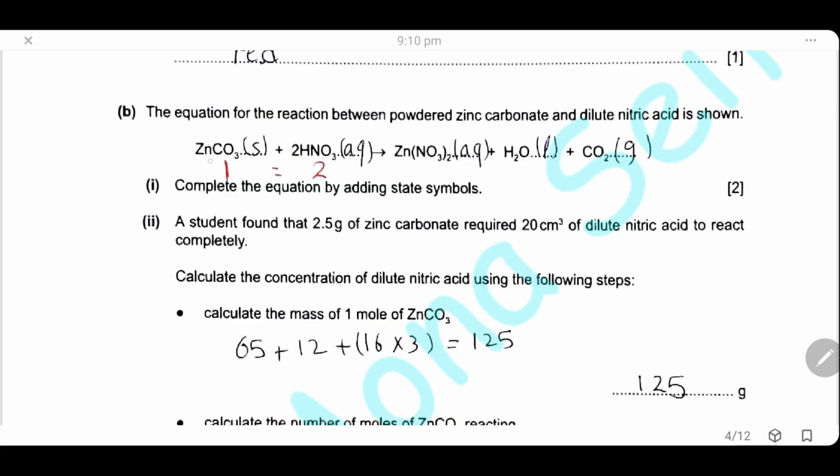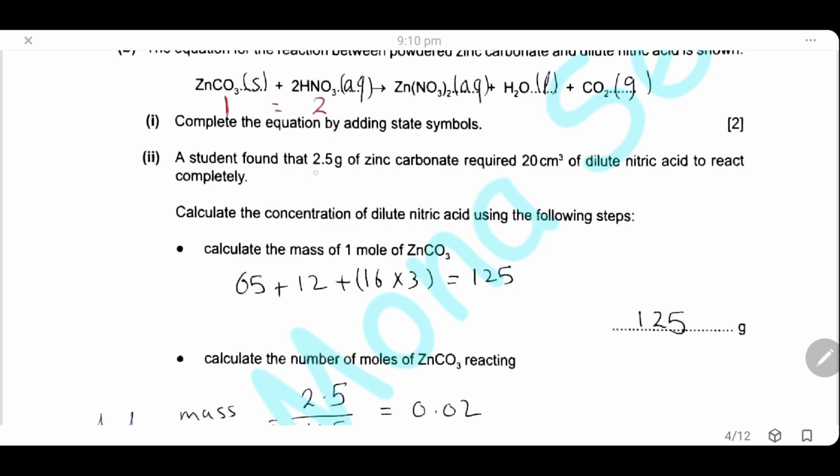All carbonates are insoluble except sodium and potassium carbonate, so zinc carbonate is solid. We have to write (s) here. Nitric acid is aqueous. Then zinc nitrate, all nitrate salts are soluble, so here we will write aqueous. Water is a liquid and carbon dioxide is a gas.